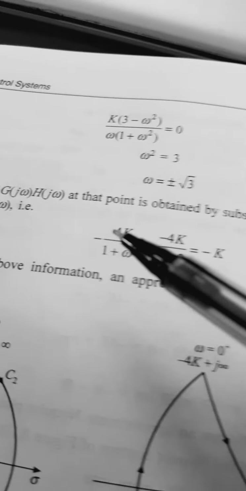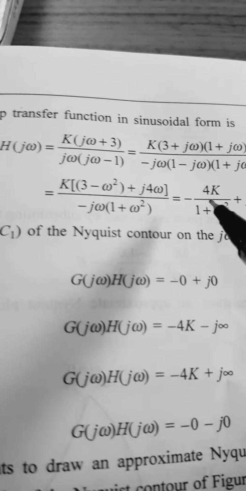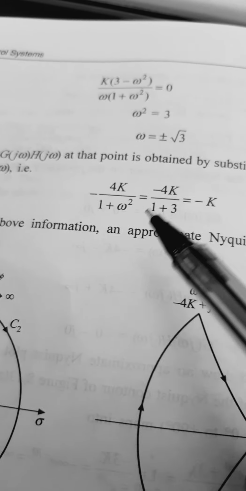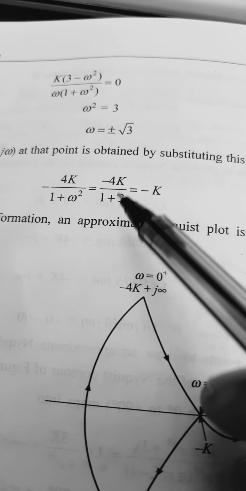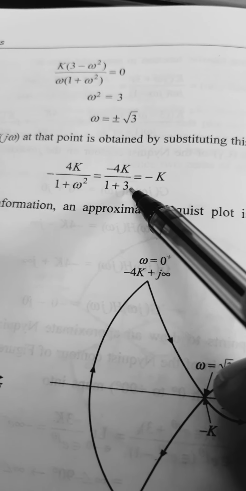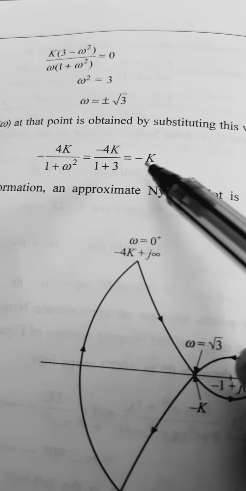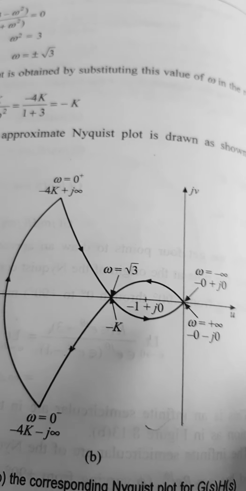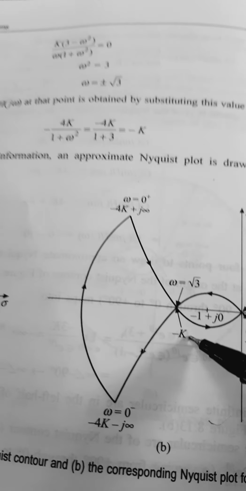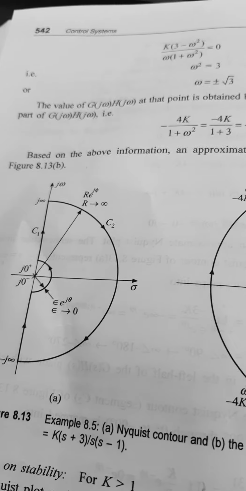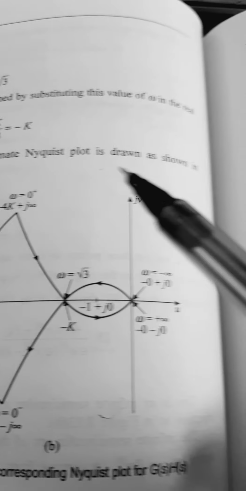So this omega you have to substitute in the real part. So the real part is minus 4k divided by 1 plus omega square, where you should substitute omega equal to plus or minus root 3. Root 3 square is 3, 1 plus 3, so you are getting 4. The 4 will cancel, so you are getting minus k. So this value is minus k. Based on the above approximation, the approximate Nyquist plot is this. This is the Nyquist plot.